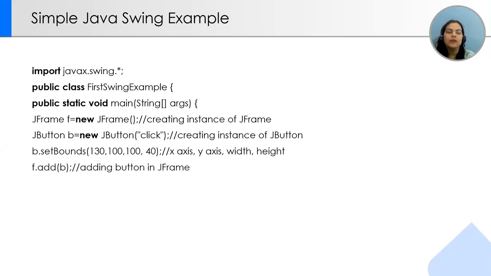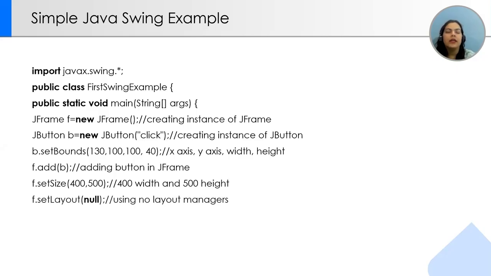Now we have added this particular button to the frame, that is, f.add, and now we have set the size and width, that means the specification of the frame, and then the layout manager as per our choice. But here we are not using a layout manager, that is why we have put the value null there. Now, the important thing is that we have to make the frame visible, that is, true.